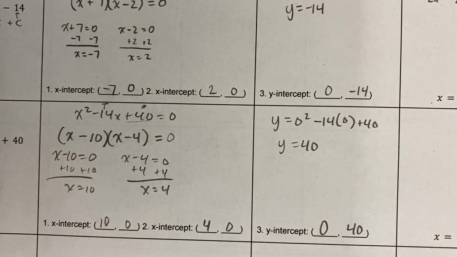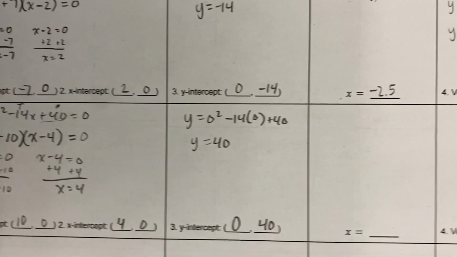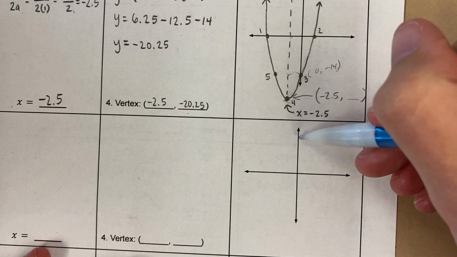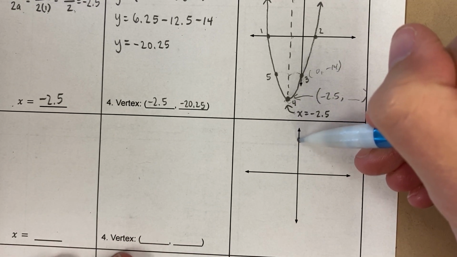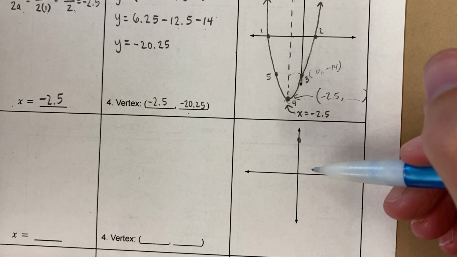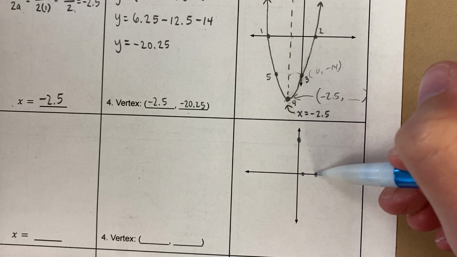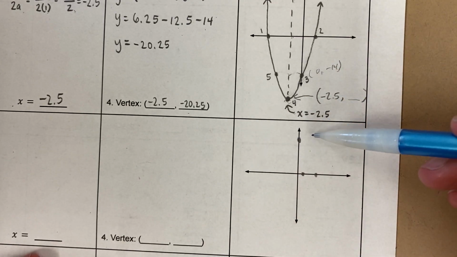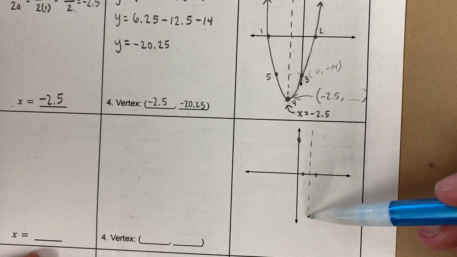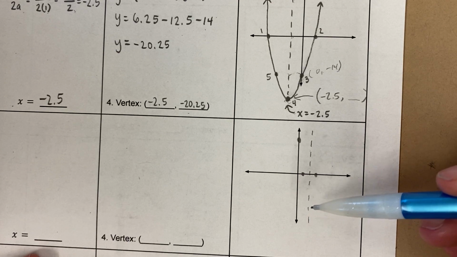Okay, so right away I'm going to start thinking about what this graph is going to look like. Okay, and the graph is going to look something like this. I'm going to put (0, 40) pretty high up here. And then (10, 0) and (4, 0). Let's call this (4, 0) and this (10, 0). So as I'm thinking about the axis of symmetry, I already know it's going to be right here. I'm going to draw it even before I technically know where it is, because I know it's going to be right down the middle of the x-intercepts.